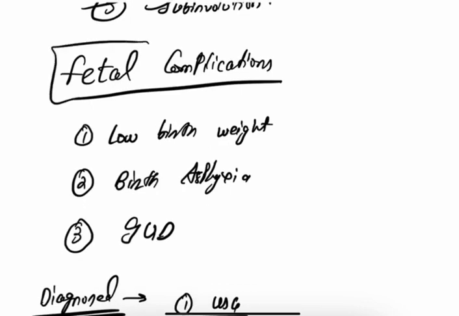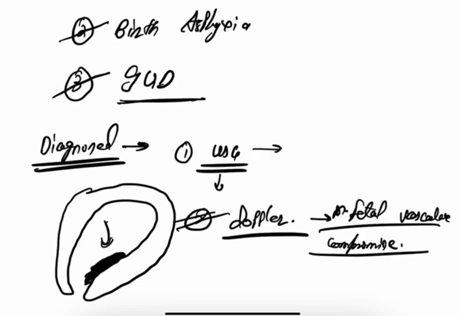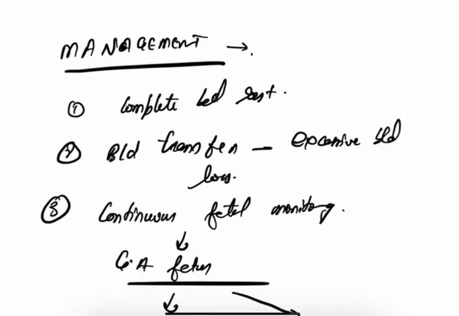What are the various fetal complications? It can lead to low birth weight, birth asphyxia, and even intrauterine death of the fetus. How is it diagnosed? The patient comes to us with antepartum hemorrhage. We do a USG and we will see the low-lying placenta on ultrasonography. Then we do Doppler studies to look for any maternal-fetal vascular compromise.